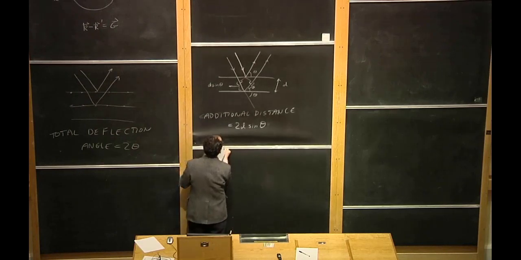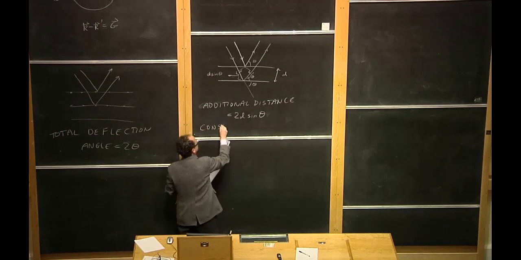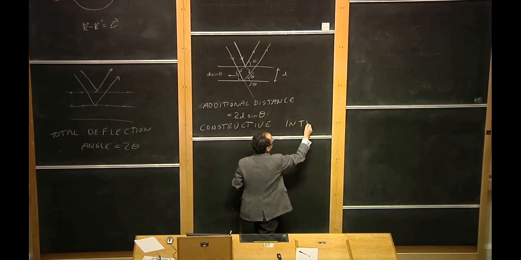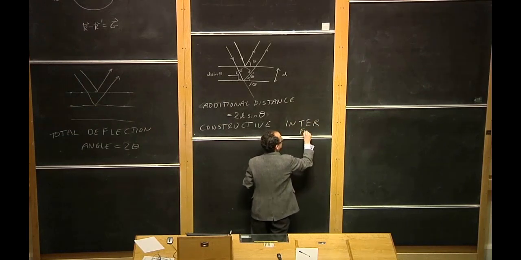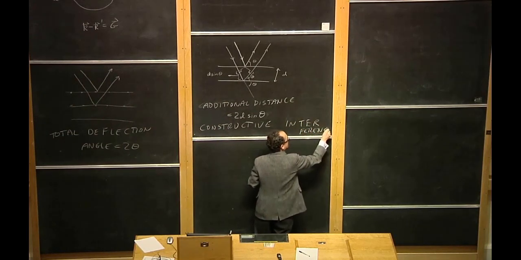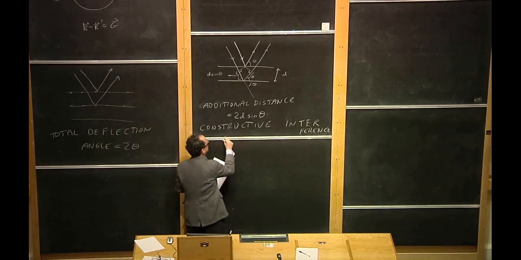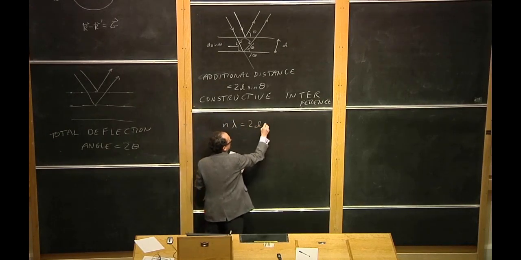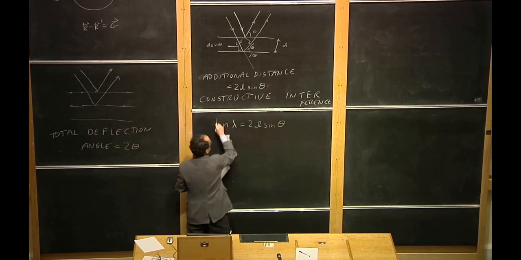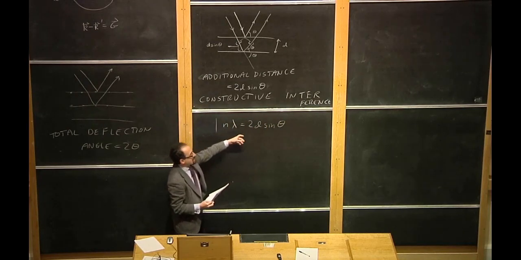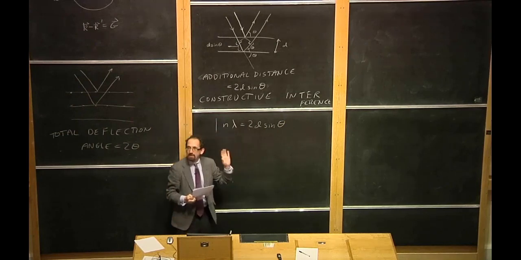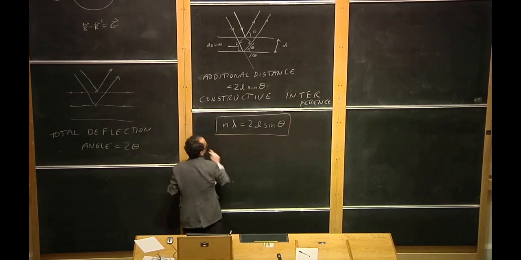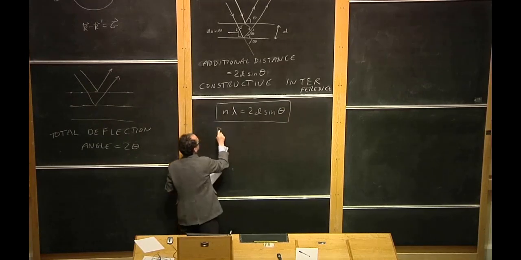To get constructive interference, I think as the term goes on, my writing gets worse. So what we get is n lambda equals 2d sine theta. You have to have an integer number of wavelengths contained in that extra distance. Does that all look familiar from previous years? Yeah, okay. So I'll put a box around it because it's an important equation. This is known as the Bragg condition.